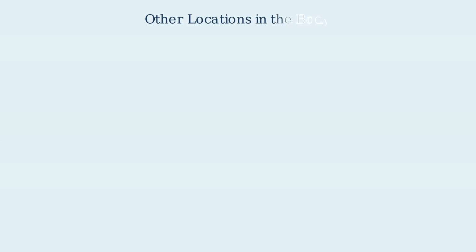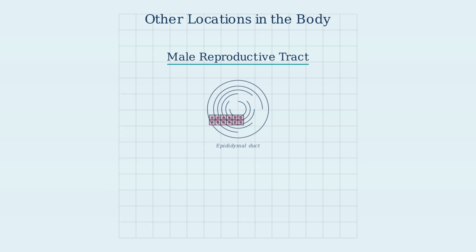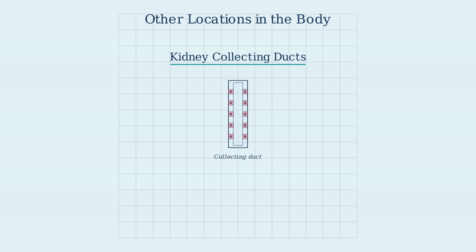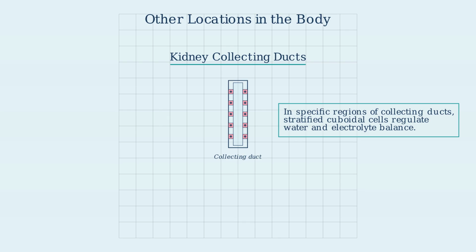Stratified cuboidal epithelium can be found in several locations beyond the major examples previously discussed. In the male reproductive tract, particularly in portions of the epididymis, stratified cuboidal epithelium aids in sperm maturation and storage. Certain regions of the kidney-collecting ducts contain stratified cuboidal epithelium that helps regulate water and electrolyte balance.